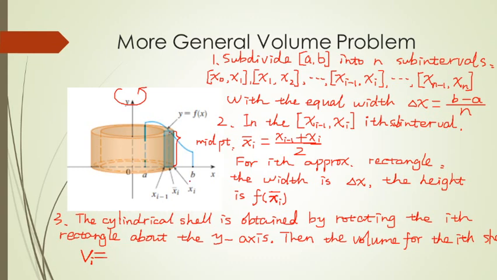Or you can come back a little bit, okay? This is again the cylindrical shell, right? How can we find the volume of this shell? If we can figure out the outer radius and the inner radius, then that will be much easier, right? That will be much easier for the ith shell.